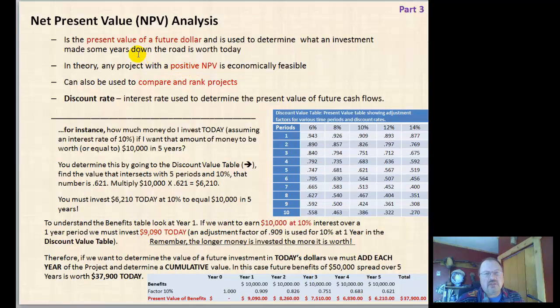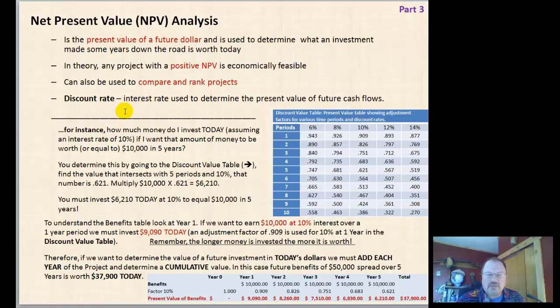Net present value is the present value of a future dollar and is used to determine what an investment made some years down the road is worth today. So if I were to invest $1,000 at 6% interest, what is that money worth in 5 years? That would be worth somewhere along the lines of $1,800, probably, at 6%.